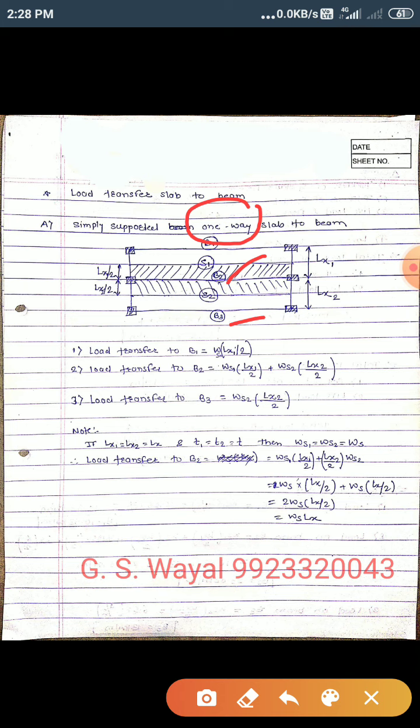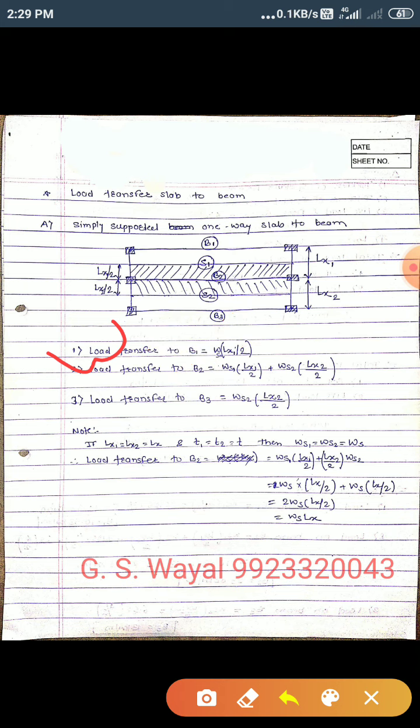Now see, first if you consider the load transfer from the S1 slab to the B1 beam, that load is WS1 LX1 by 2, where WS1 is the total load of the slab. This WS1 includes the self-weight of the slab, then live load and floor finish of the slab. By considering the self load, live load and floor finish, that total load will transfer to the beam B1, that will be your WS1.